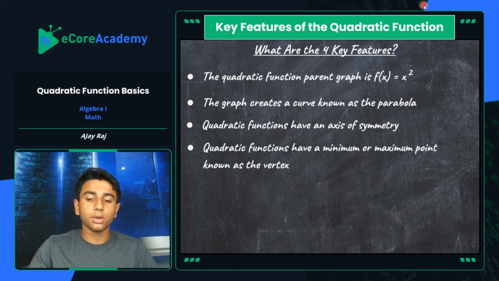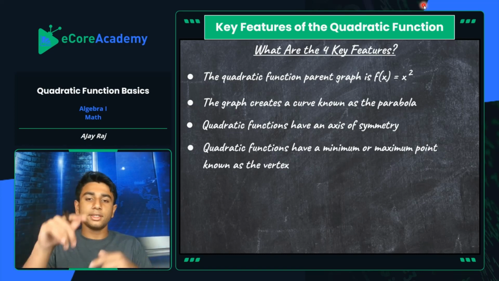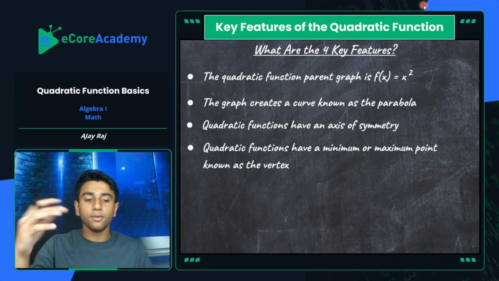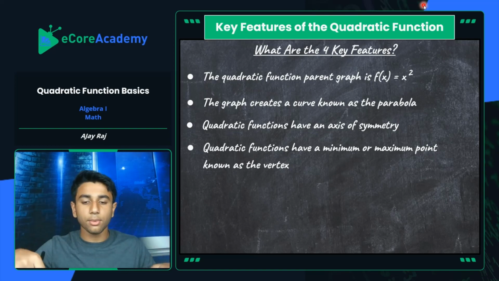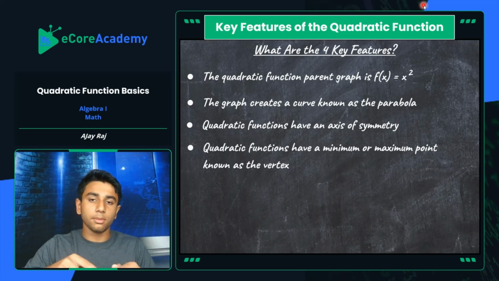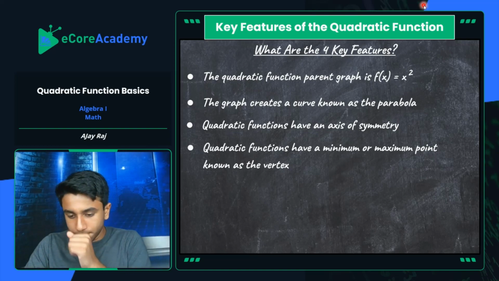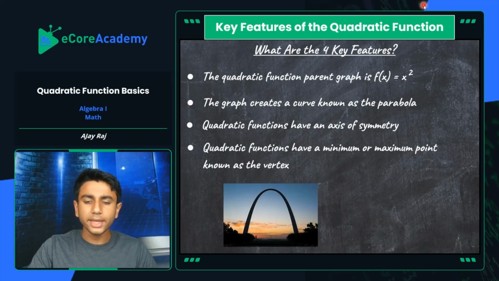And quadratic functions also have a minimum or maximum point, which is also known as the vertex. So when you think about a parabola, it continues forever in one direction, but essentially that base point of the U of the parabola is your vertex. It's either the maximum point if your parabola is going downwards, or it's the minimum point if your parabola is going upwards.